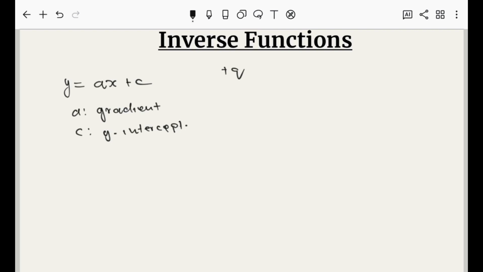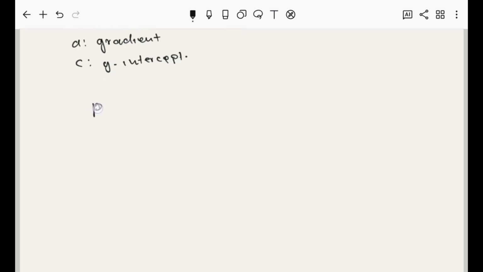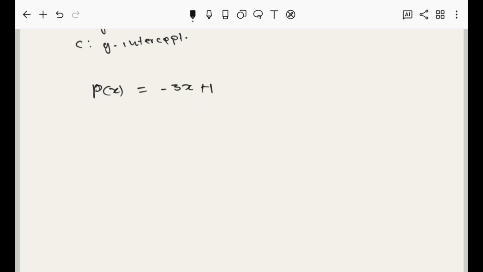So let's do that by looking at an example. Say we are given p of x is equal to minus 3x plus 1. This is our linear function that is given to us, and we are asked to find the inverse of this. Remember, in our previous video, if you haven't watched it, please go back and watch it, we said that to find the equation of the inverse of a function, what we do first is express this in terms of x's and y's.